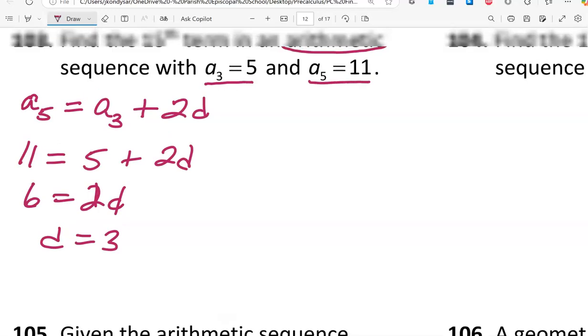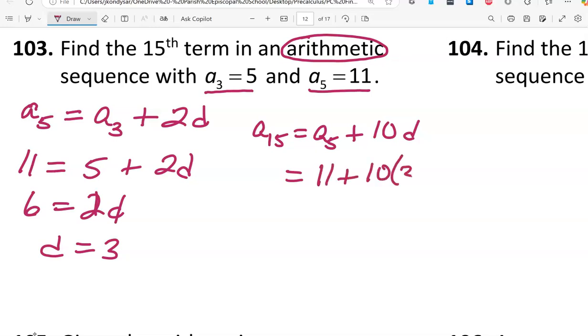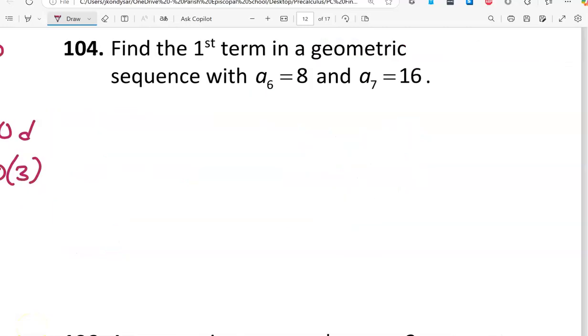From here, we need to find the 15th term. So the 15th term is equal to the fifth term plus 10 d's. And the fifth term is 11, and 10 times the difference is 10 times 3, so that's 30 plus 11 is 41.